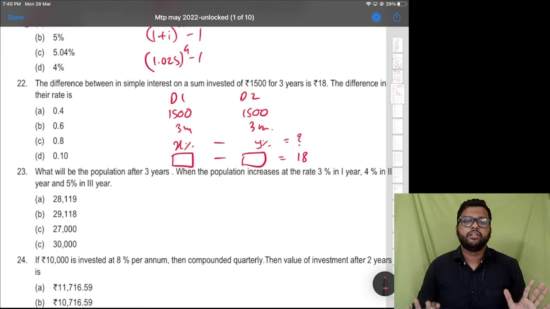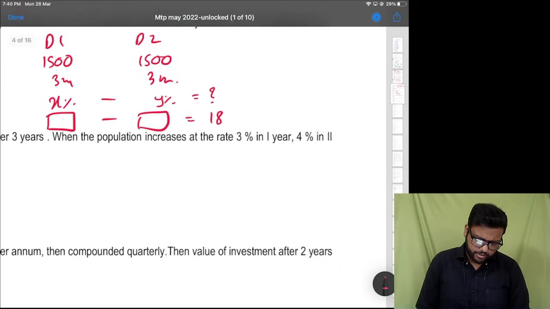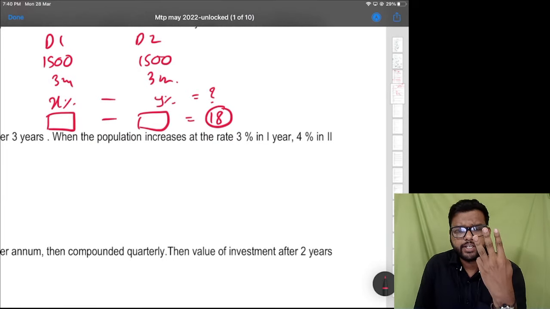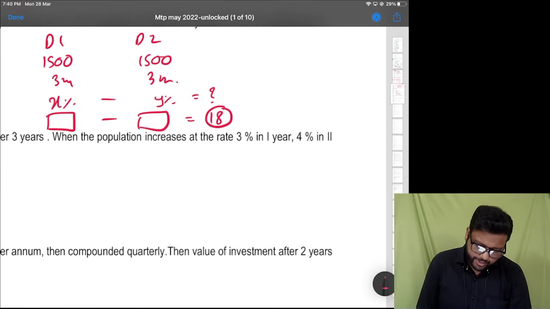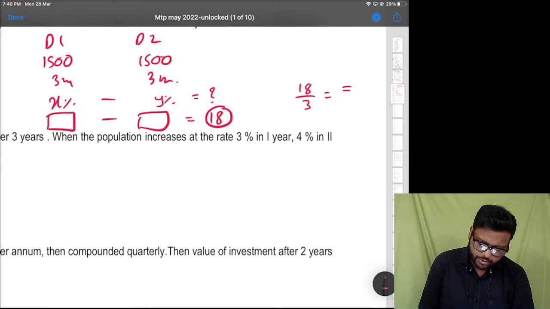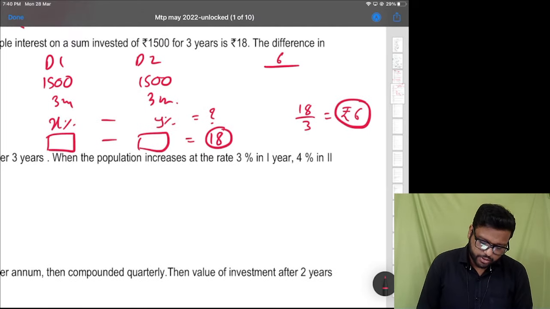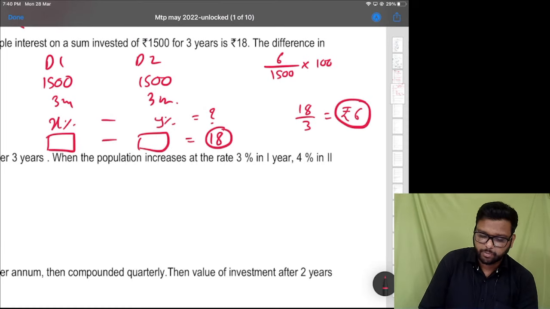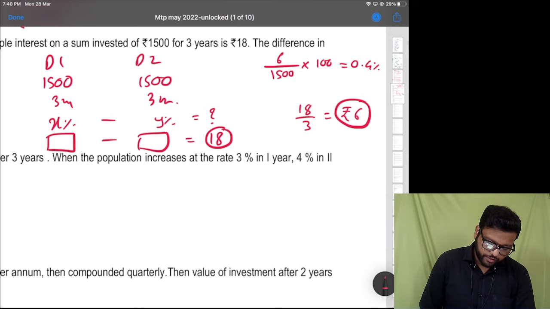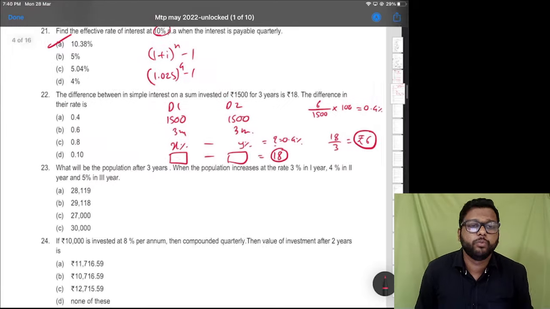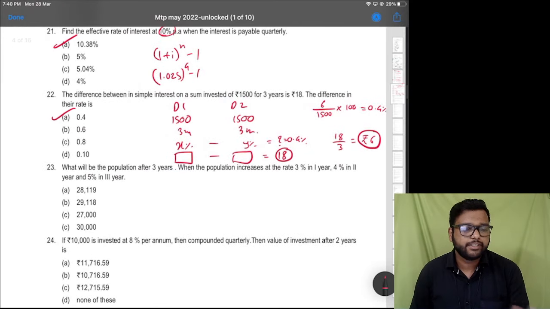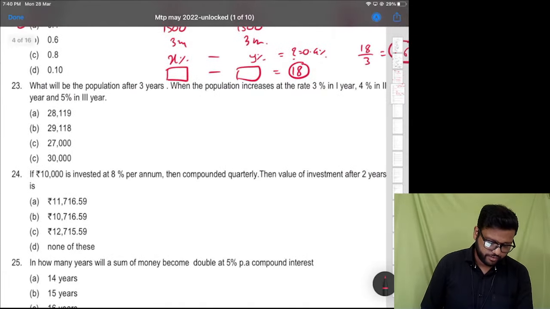That is what I think. Okay. Fine. How do we find that? Understand. This 18 rupees difference is for 3 years. This is simple interest. So for 1 year, how much will be the difference? 18 by 3, that is 6 rupees. So 6 rupees is 1 year's difference. How much is 6 rupees? Percentage of 1500. Okay, 6 by 1500 percentage. That is 0.4%. So difference between rate must be 0.4%. Only then difference can be 18 rupees. Okay. But I think that is the question. I don't know. That is half finished.